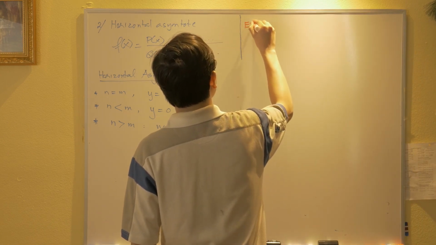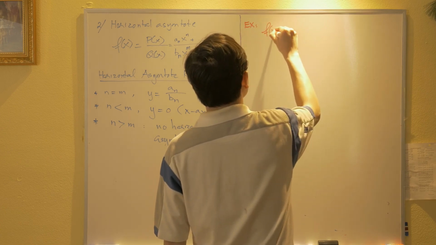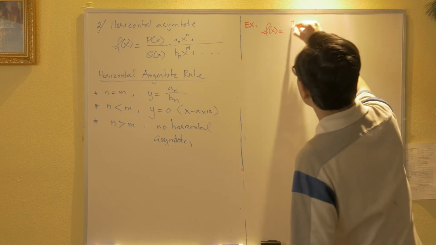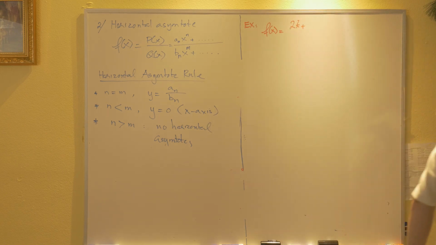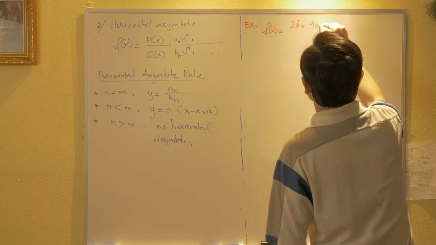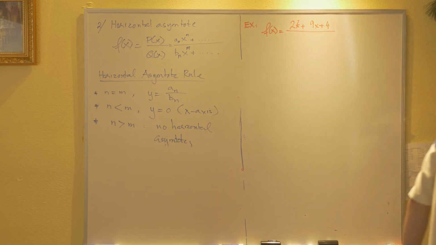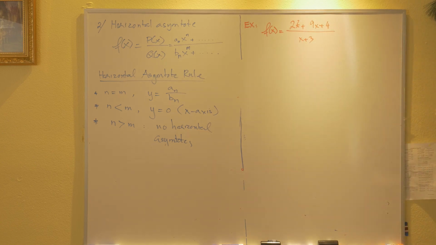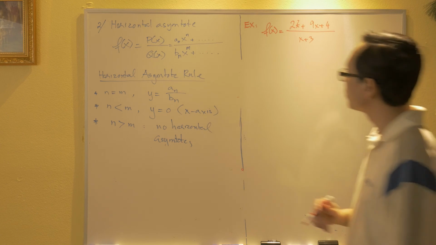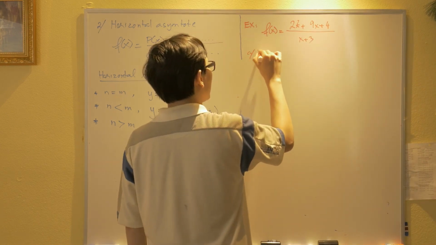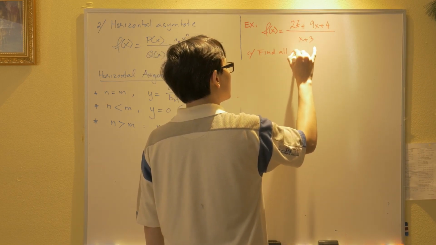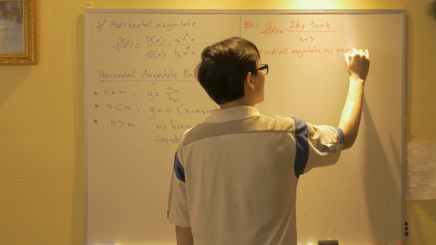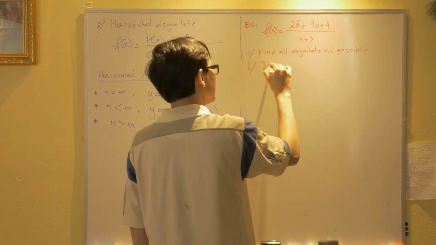Example. I have f of x equal to 2x squared plus 9x plus 4 over x plus 3. So I want to find all the asymptotes possible. I want to find the domain and range.